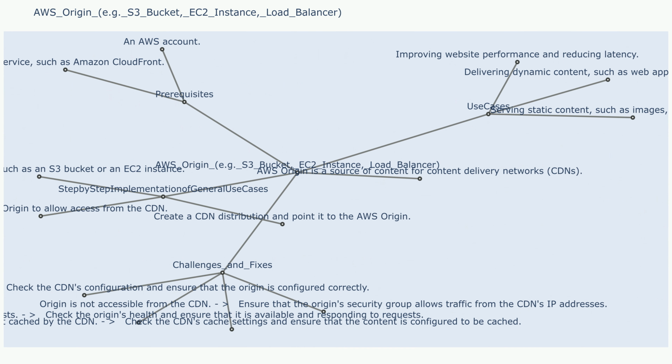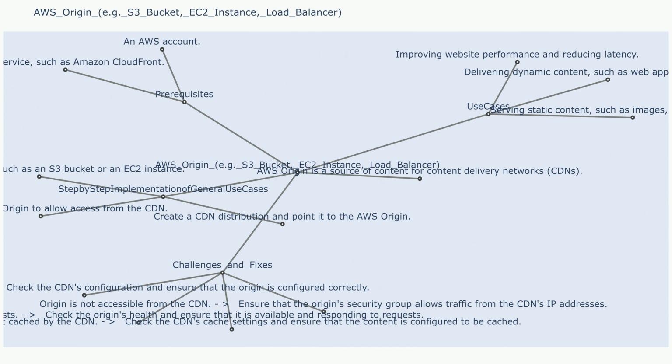Content is not being delivered correctly. Check the CDN's configuration and ensure that the origin is configured correctly. Verify that the origin's configuration in the CDN settings matches your intended setup. Review the CDN's logs for any errors. Look for any errors in the CloudFront logs that might indicate a problem with how content is being delivered.